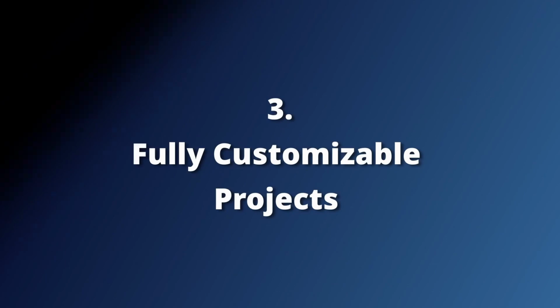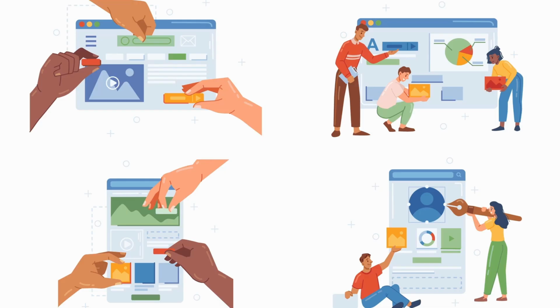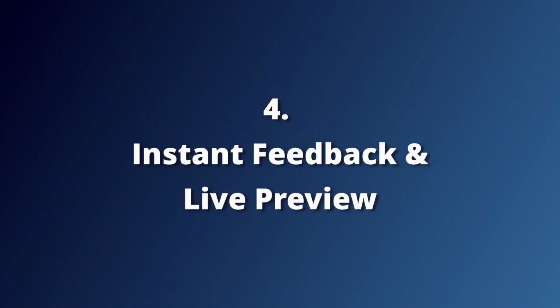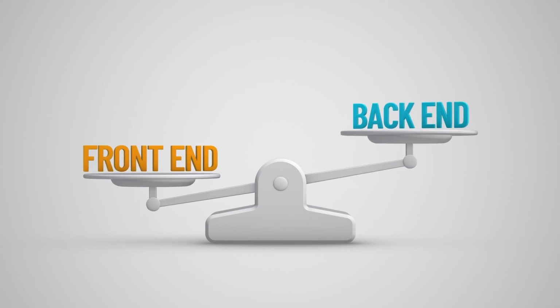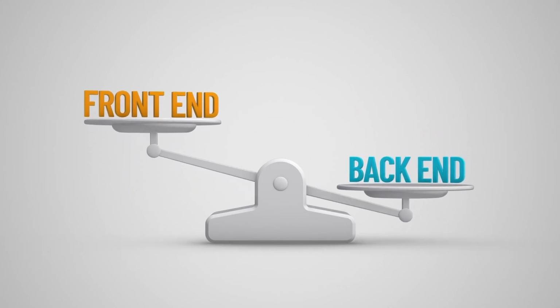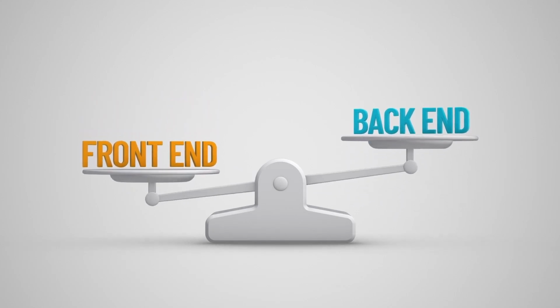Third is its fully customizable project. Once Bolt has created your app or website, you can simply tweak it. You can change everything from the color scheme to the database logic. Fourth is its instant feedback and live review. You can see changes in real time. Now there won't be any back and forth between the front-end and back-end teams. Both will give you interactive reviews while you're building.